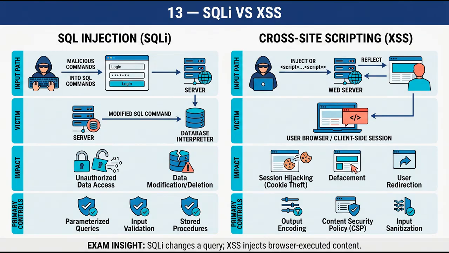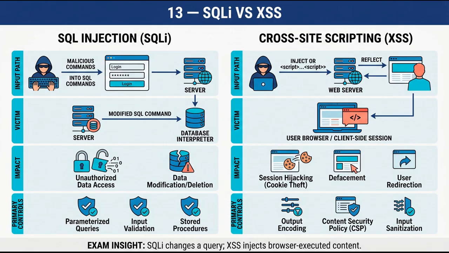Compare SQL injection and cross-site scripting by following the interpreter. In SQL injection, attacker-controlled input reaches the database interpreter and changes a query. The immediate target is server-side data or authentication logic. In cross-site scripting, attacker-controlled content reaches a browser and executes as script in the trusted site's origin. The immediate target is the user's session, page, or browser actions. Both begin with unsafe handling of untrusted input, but the primary controls differ.